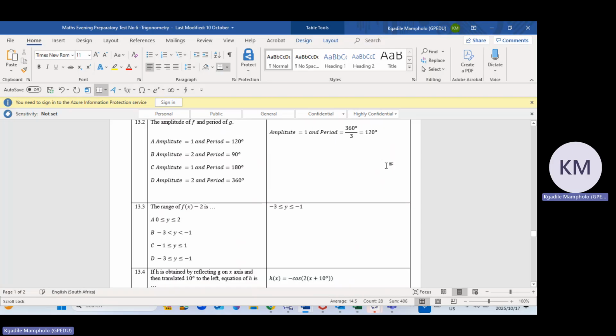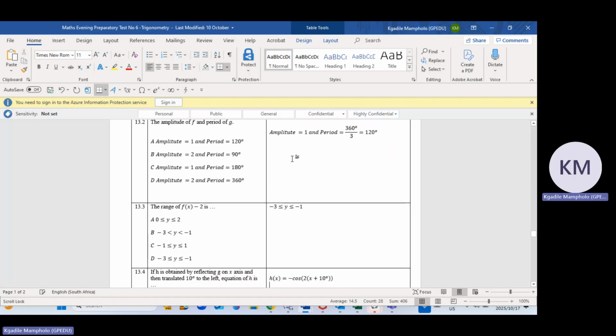1.3.3, the range of f of x minus 2. Remember, we say if the number is outside the bracket, it means it represents a vertical shift. So if we say f of x minus 2, it means the graph shifted 2 units down.